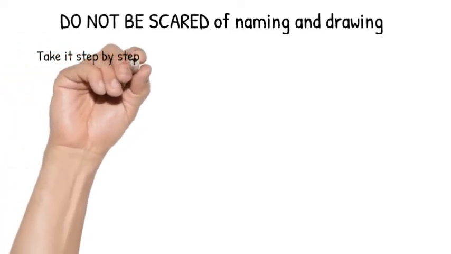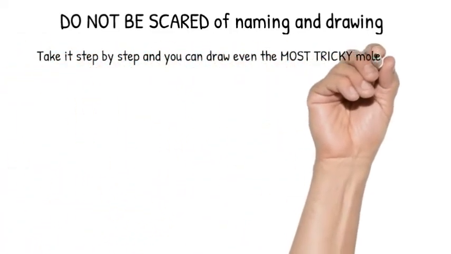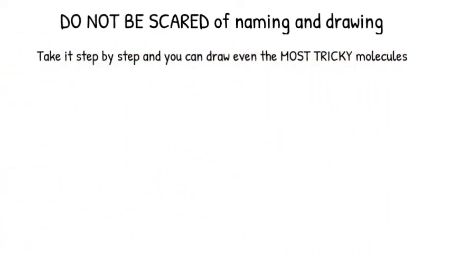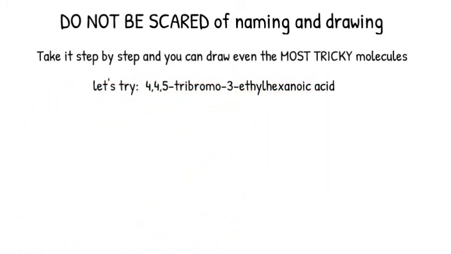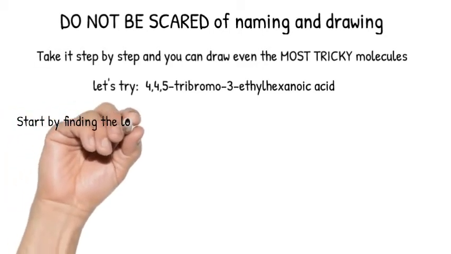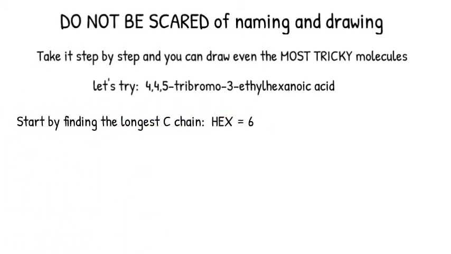Right, now just don't be scared of naming. If you take it step by step, you can name and draw even the trickiest molecule. Let's try this example: 4,4,5-tribromo-3-ethylhexanoic acid. Pause the video here and have a real go at taking it apart bit by bit. When you come back from pausing it, here are some clues.